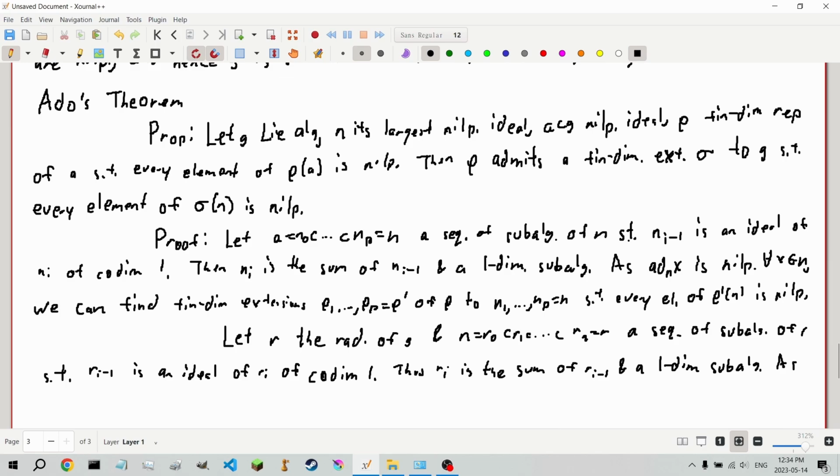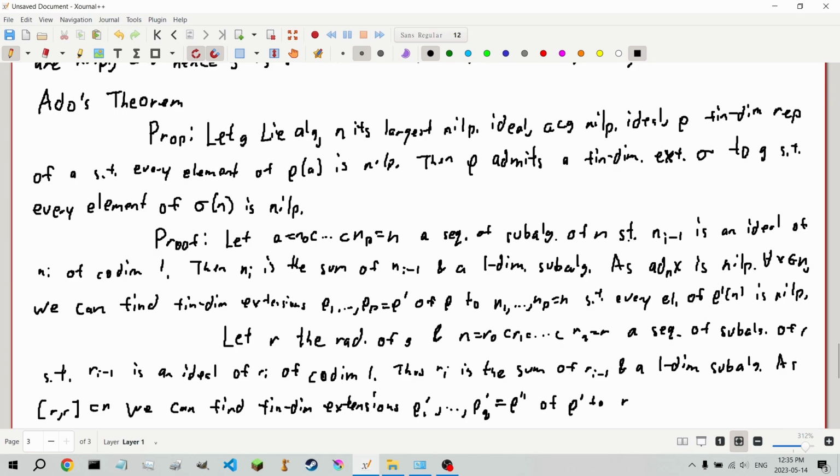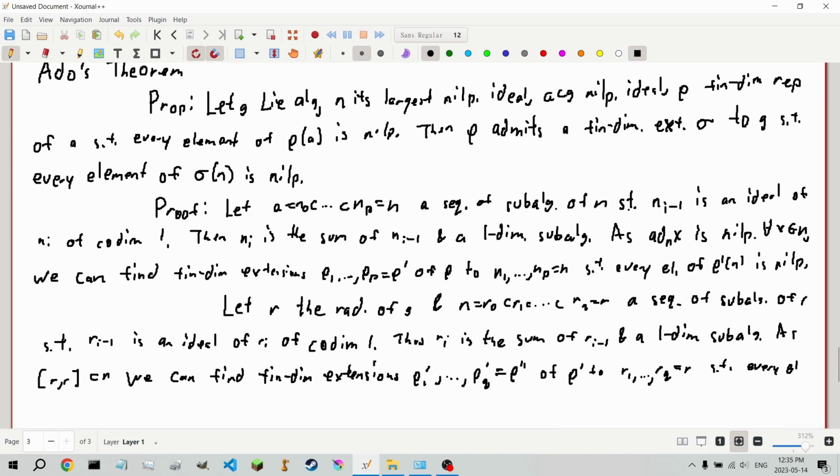As the derived algebra of R is inside of N, we can find, once again, finite dimensional extensions ρ_1' up to ρ_q', which we're going to set equal to ρ'' of ρ' to R_1 up through R_q equals R, such that every element of ρ''(N) is nilpotent.